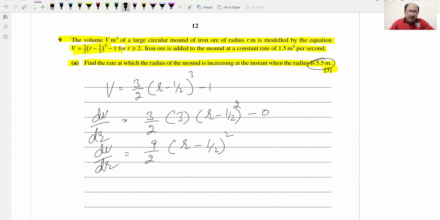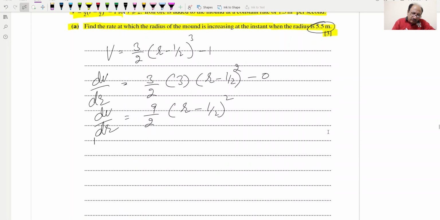Now we can apply the chain rule. We can write dV over dt is equal to dV over dr into dr over dt, but we need dr over dt, so dr over dt will be equal to dr over dV into dV over dt.